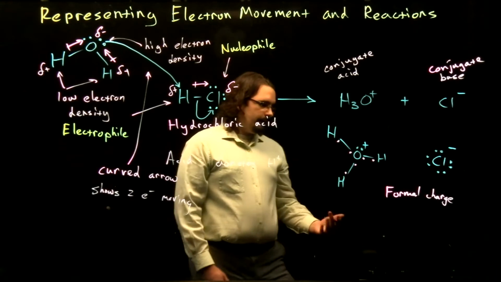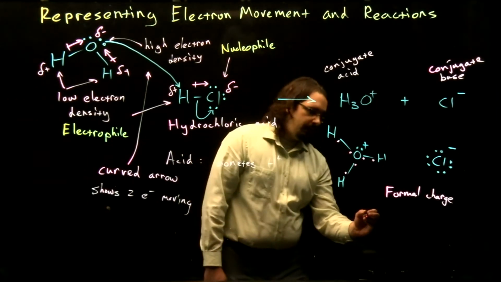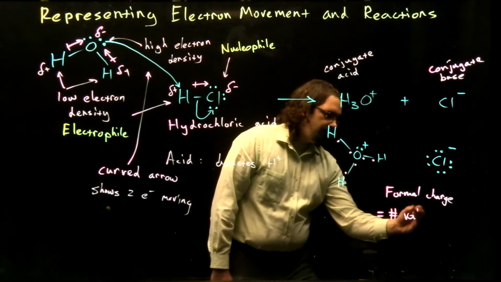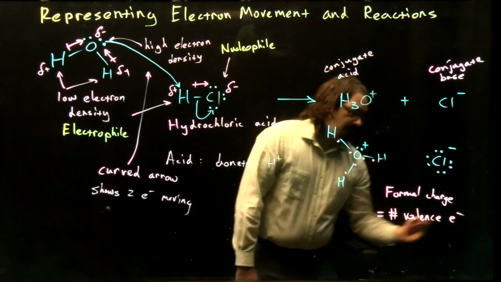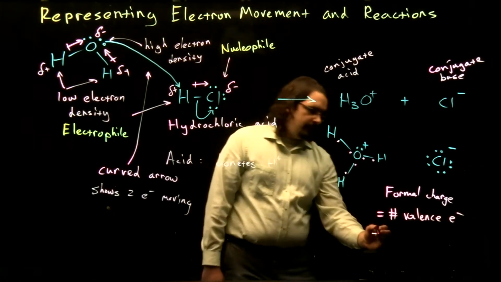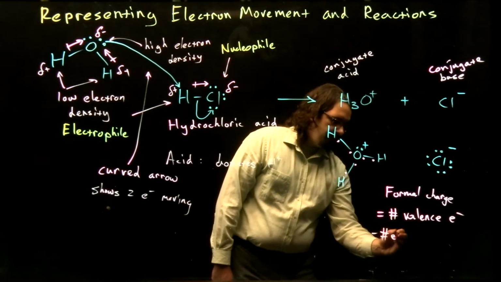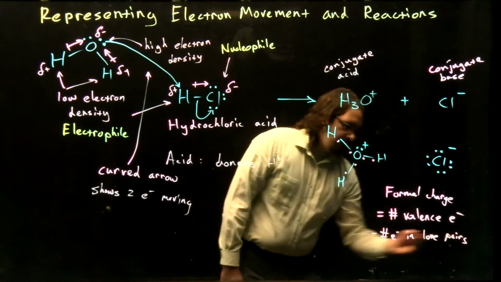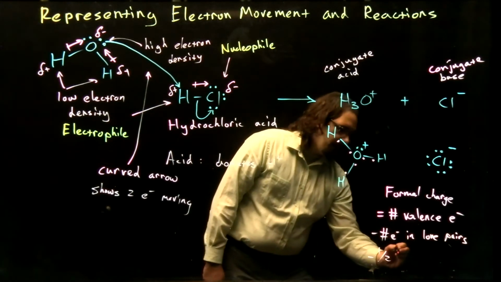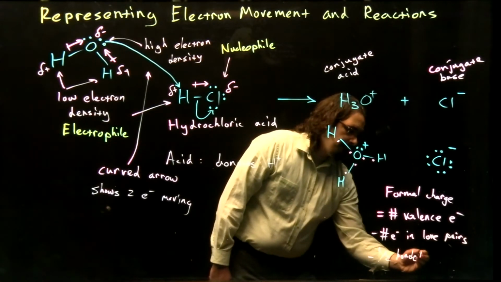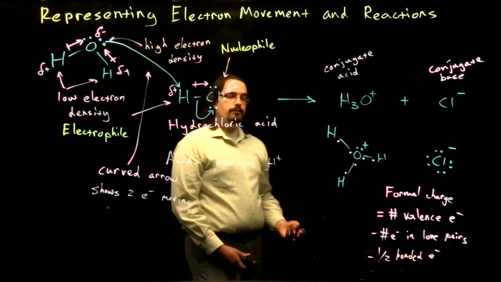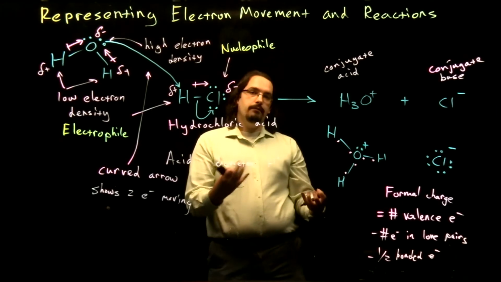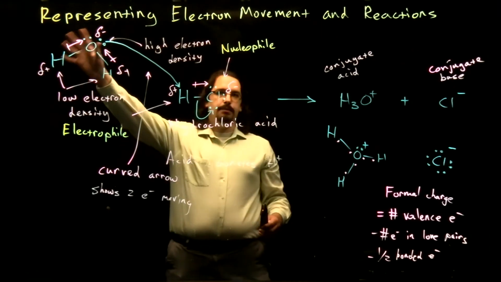So a formal way to calculate this formal charge would be using our equation where we say that the formal charge is equal to the number of valence electrons minus the number of electrons in lone pairs and minus half of the bonded electrons. So when we want to calculate this formal charge, we're essentially saying that our electrons in those covalent bonds are split evenly, even though of course we know they're not split exactly evenly.